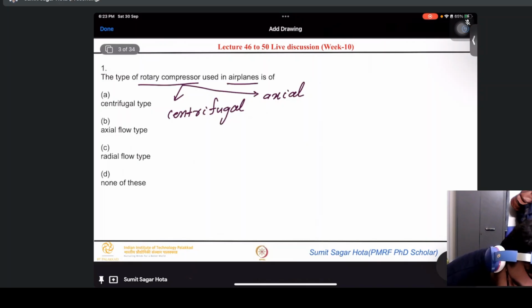And airplanes is written, so this is the second clue. Airplanes means there cannot be a centrifugal, because the flow rate is very high. So the correct option is what? Axial flow. So the answer is B.